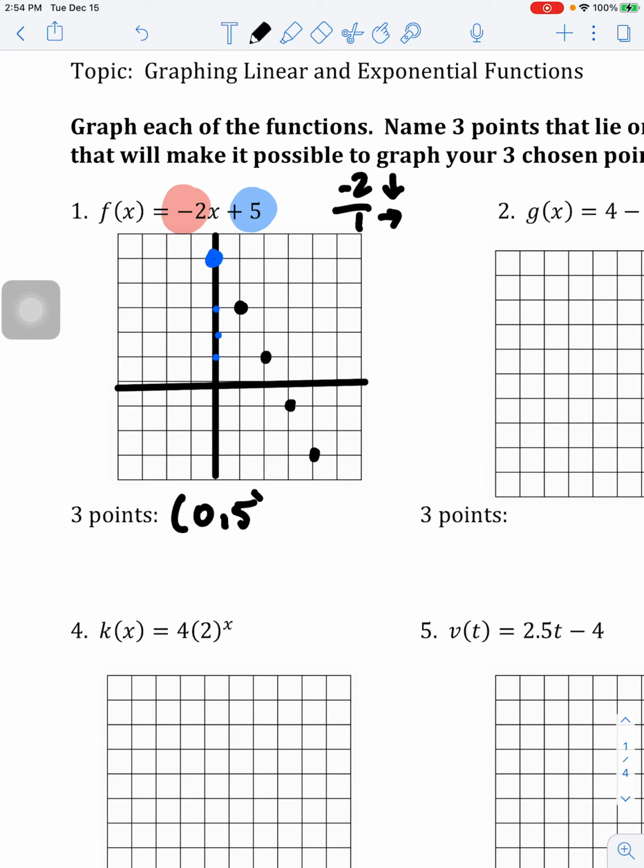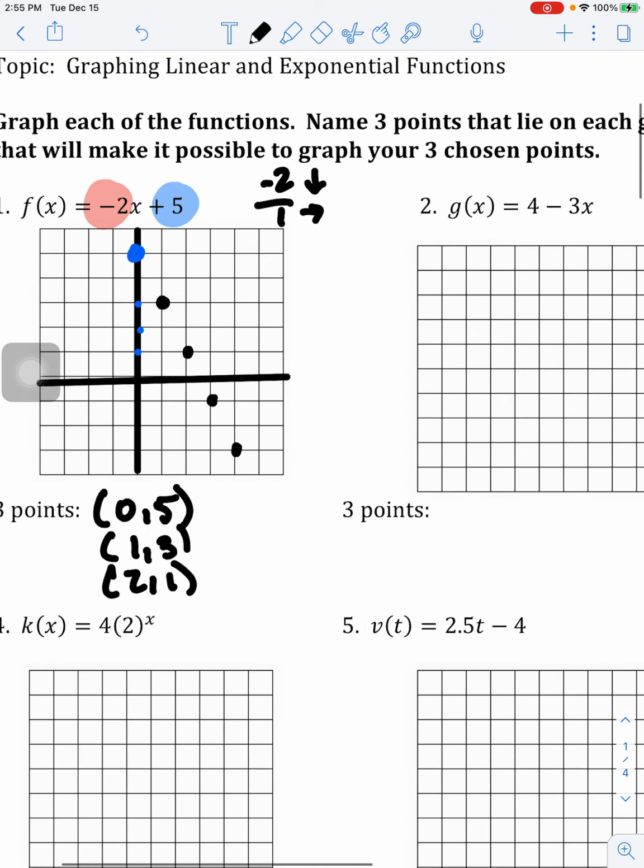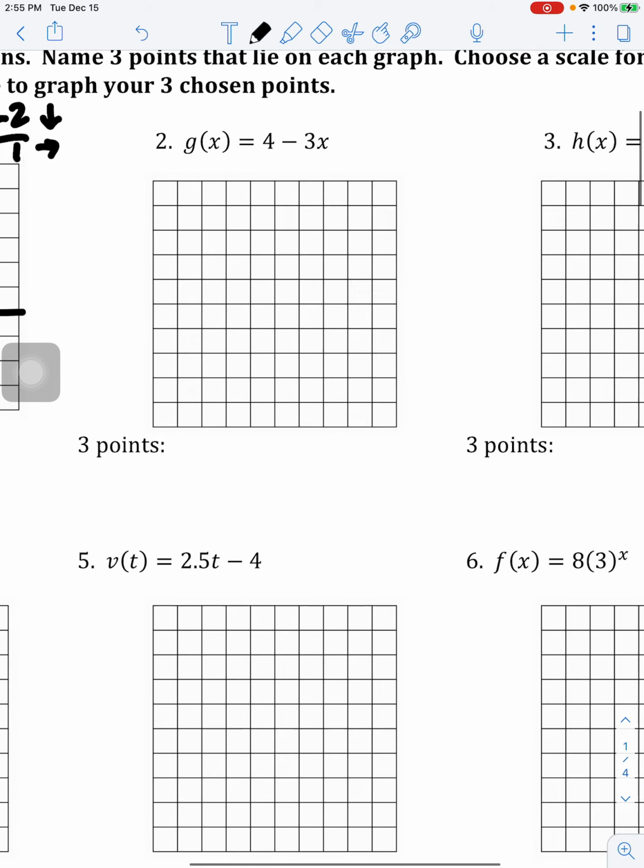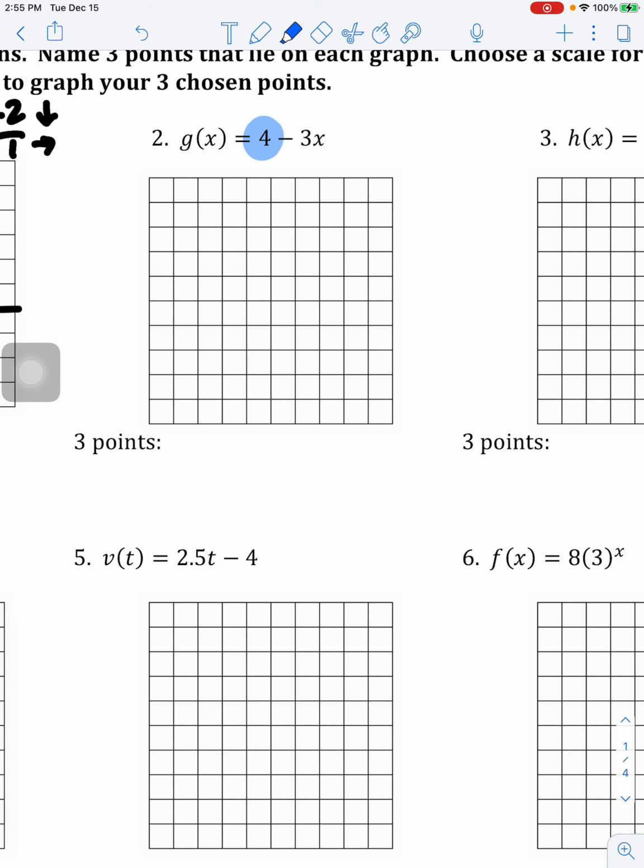Well, we know 0, 5 is the first point because that's my y-intercept. And then we know after that it's going to decrease by 2. So at 1, it's 3, which is this point here. And at 2, it's 1. So we're kind of making a table while listing points. So this one, to help you out, the y-intercept is 4, and the action or slope is to subtract 3.